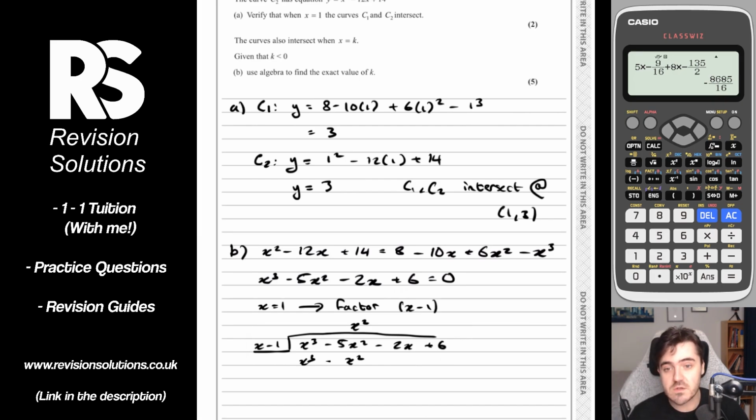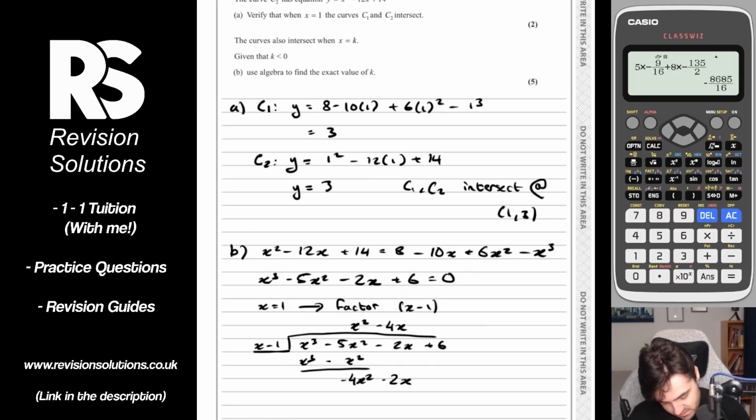So x cubed minus x cubed gives us nothing, and then minus 5 minus minus 1 is going to leave us with minus 4x squared, and then we're going to write in the next term, just bring it down from here, and repeat the process. So now we do minus 4x squared divided by x, which would leave us with minus 4x.